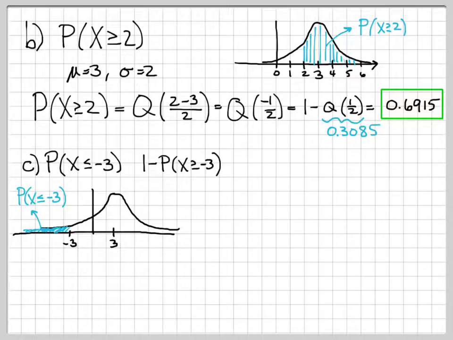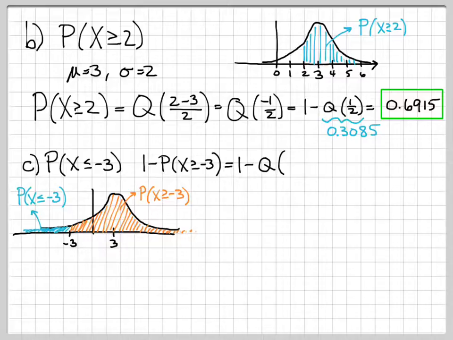So this probability of x being less than or equal to negative 3 is equal to 1 minus the probability that x is greater than or equal to 3. So instead of computing the probability that x is less than or equal to negative 3, I could also just compute the probability that x is greater than or equal to 3 and then do 1 minus it. The reason we like this a little better is because this is what the Q function tells us. So let's go ahead and compute this probability.